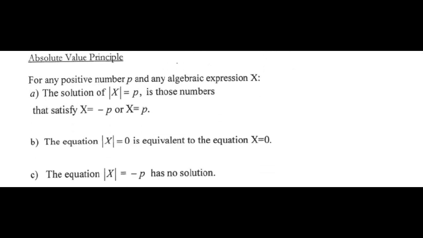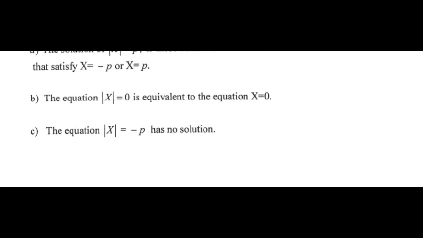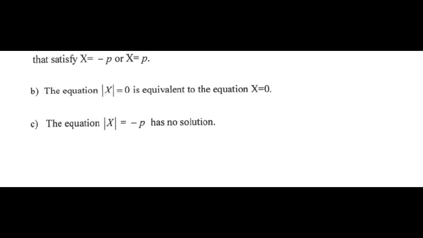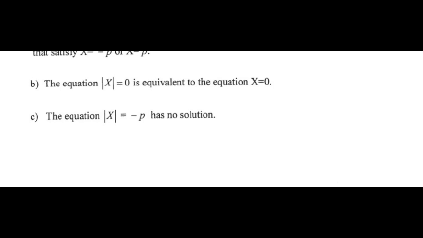Absolute value principle: for any positive number p and any algebraic expression x, the solution of the absolute value of x equals p is those numbers that satisfy x equals negative p or x equals p. We already talked about that. We worked some example problems where that was true back in section 1.5. The equation, the absolute value of x equals 0, is equivalent to the equation x equals 0. It doesn't matter whether it's absolute value or not if it's equaling 0, because it's not positive, it's not negative, it's 0. So you don't care if you take the absolute value or not.